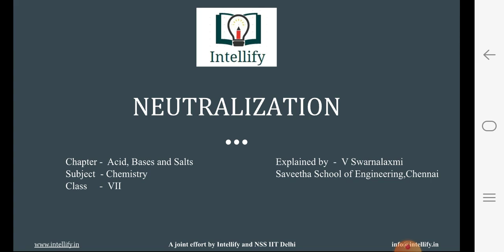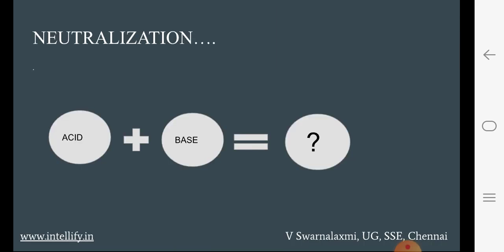In our last session, we saw the various methods by which we can distinguish between acidic solutions and basic solutions. Today we are going to study about neutralization and neutralization reactions. That is, we are going to see what happens when we mix acids and bases. Really very interesting part. Come on with me, let's go and explore.